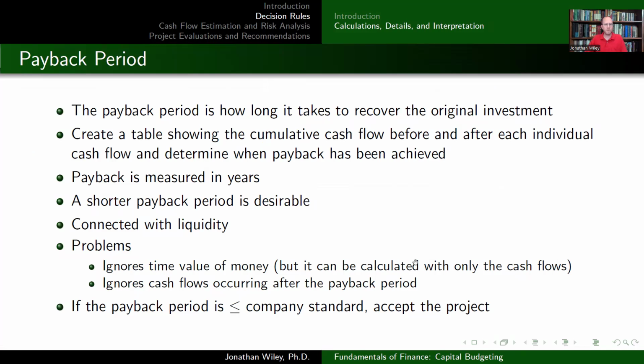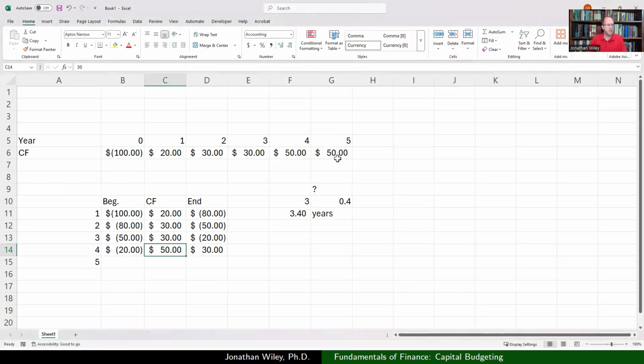Now, the other thing worth noting is that I have also ignored cash flows occurring after the payback period. To see that, let's go back to the example. What if this cash flow, instead of being $50, was $5,000? Well, the project would clearly be much more interesting and much better looking. If I spent $100 at time zero and I get a load more than I spent, my rate of return on investment would be drastically higher. This would be amazing. However, it wouldn't actually change the calculation of the payback. Payback would still be 3.4 years.